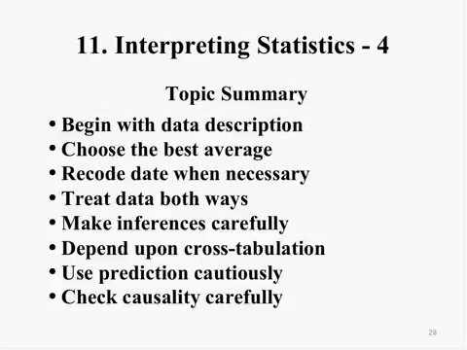We want to begin with a data description, choose the best average, recode the data when necessary, treat data both ways. That means recode continuous variables into fewer, larger categories to use frequency tables and crosstabs, make inferences carefully, choose an appropriate level of probability for making inferences about the population and assessing statistical significance. Depend on cross-tabulation. You want to use the crosstabs to measure association between variables when feasible, rather than more complex measures of relationships. Use predictions cautiously.